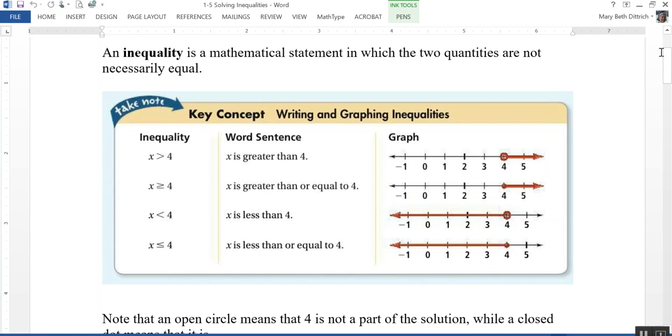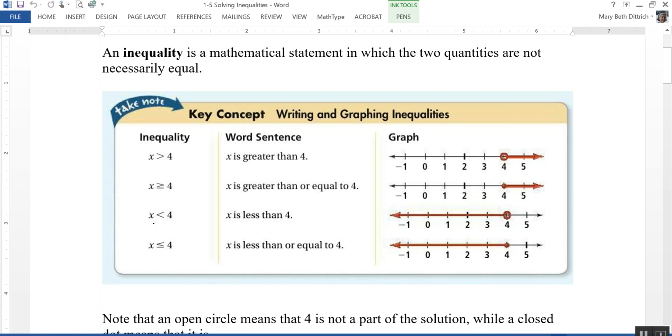In this case, we're going to be using greater than and less than. So if we say that x is greater than 4, its graph looks like this. That means all numbers that are greater than but not equal to 4, so we use an open circle over 4. If x is greater than or equal to 4, then we have the same sort of line and we have a closed dot or a solid circle right there over the 4.